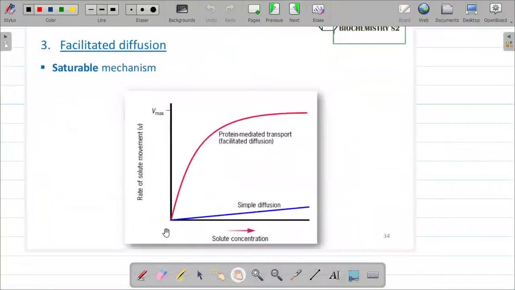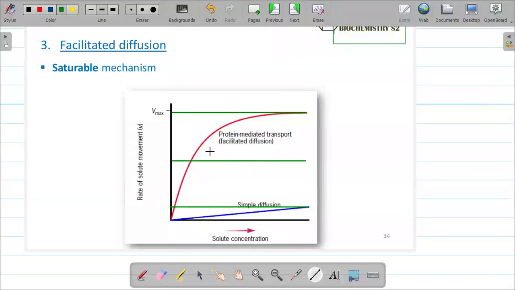It's a nice graph which shows the solute concentration increasing against the rate of solute movement. When I look at the rate of solute transfer, that means movement of molecules is occurring. In simple diffusion, in the given time, the rate of solute movement is very, very low. Facilitated diffusion, which supports the diffusion, nearly reaches the maximum position here, while simple diffusion does not even reach 50% of it.